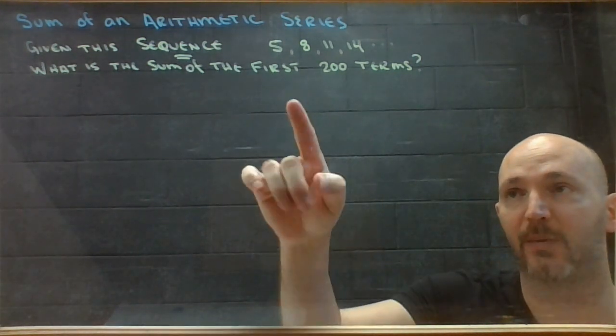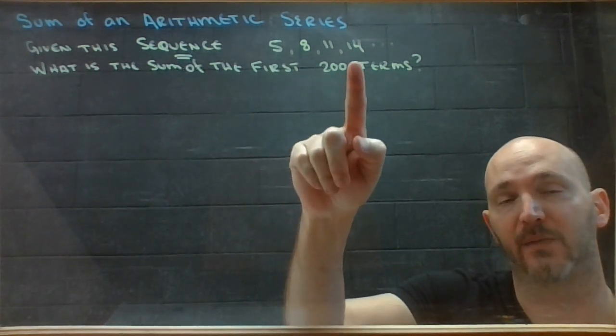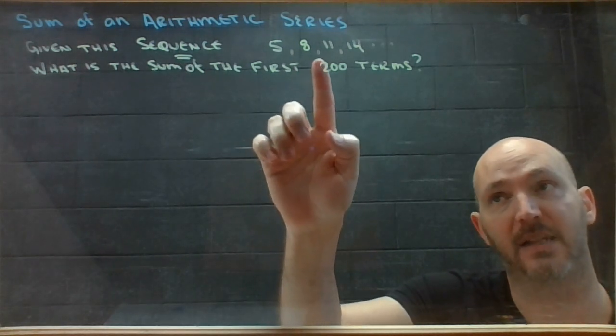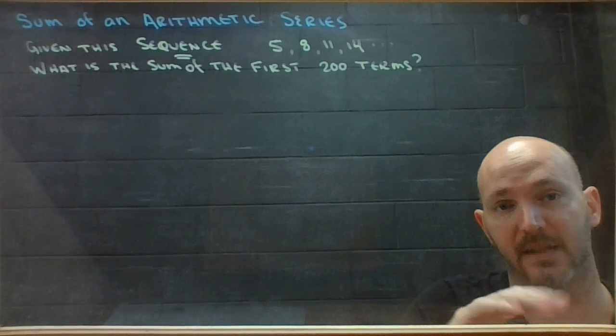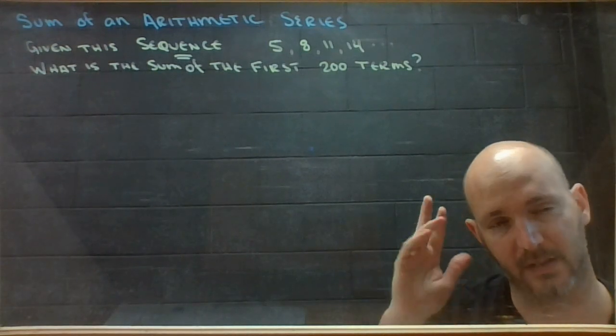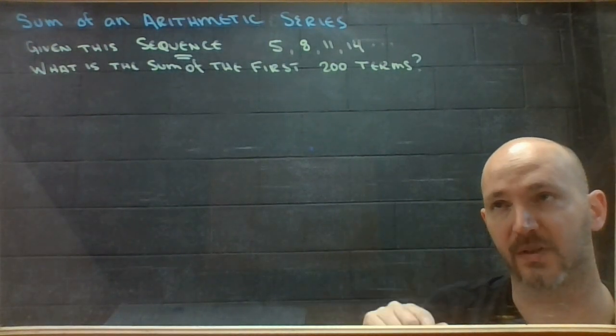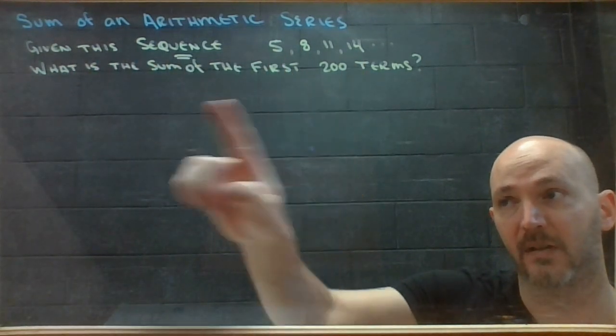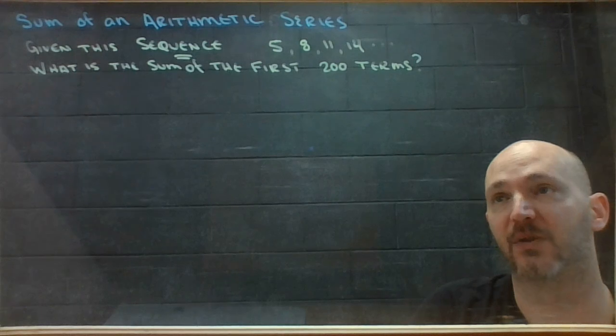So the sequence is 5, 8, 11, 14. The series is 5 plus 8 plus 11 plus 14, etc. So just keep that in your head, what those two different words mean. So given this sequence, what is the sum of the first 200 terms?